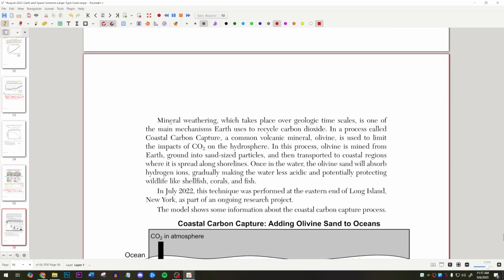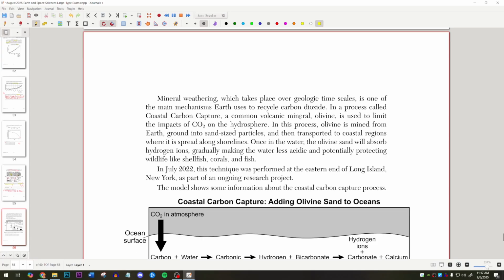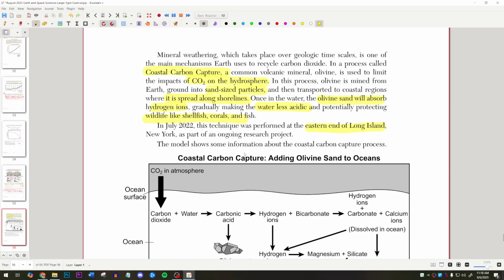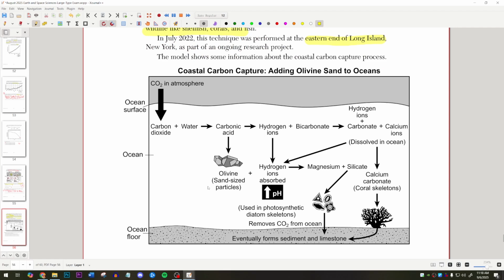Mineral weathering, which takes place over geologic timescales, is one of the main mechanisms Earth uses to recycle carbon dioxide. In a process called coastal carbon capture, a common volcanic mineral, olivine, is used to limit the impacts of CO2 on the hydrosphere. Olivine is mined from the earth, ground into sand-sized particles, and then transported to regions where it's spread along the coast. Once in the water, olivine sand will absorb hydrogen ions, gradually making the water less acidic and potentially protecting wildlife. In July 2022, this technique was performed at the eastern end of Long Island. Part of an ongoing research, the model shows some information about the coastal carbon capture process. Okay, blah, blah, blah.